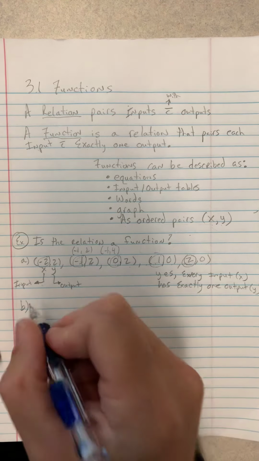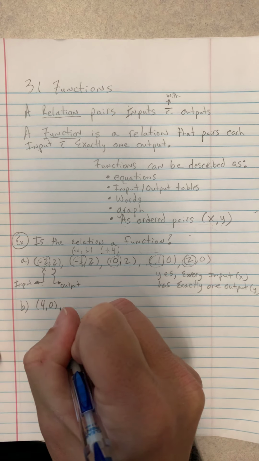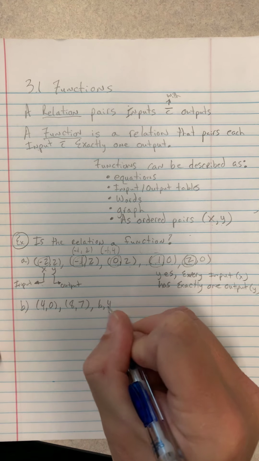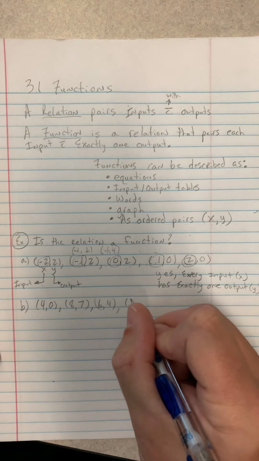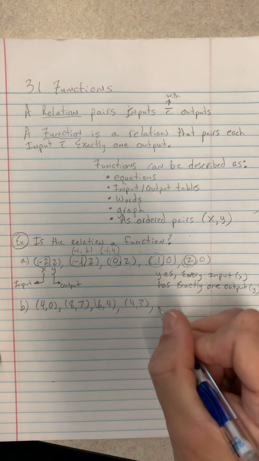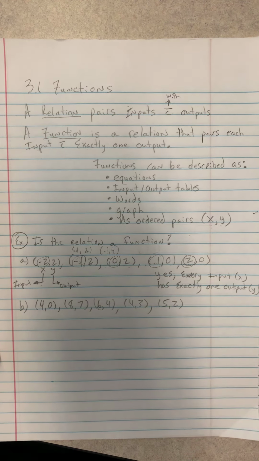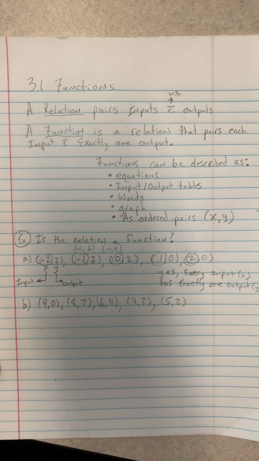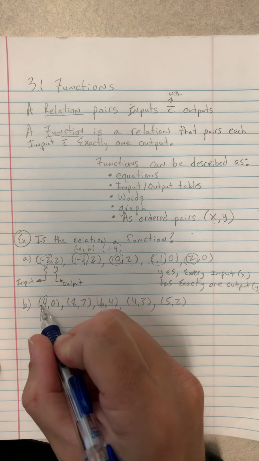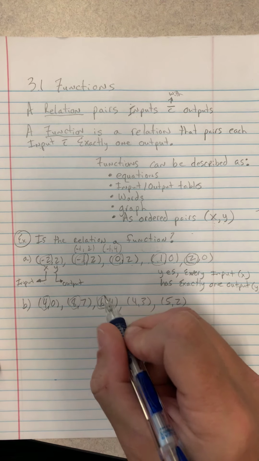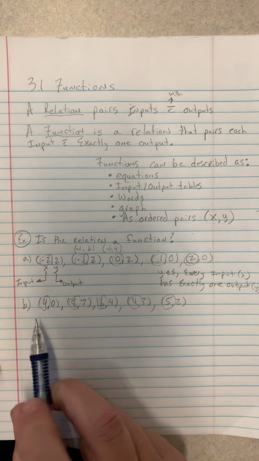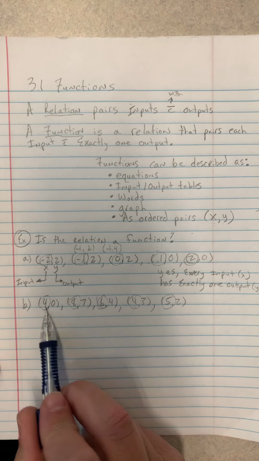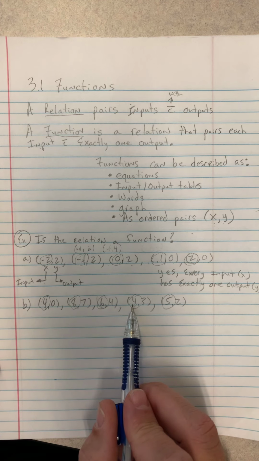Let's look at letter B. Here's 4, 0, 8, 7, 6, 4, 4, 3, 5, 2. And the question is still the same: is the relation a function? And again, look at your inputs, your x's. I'm just going to lightly circle them. I'm going to do a little comparison here. I have 4, 8, 6, 4. I have inputs that are the same.